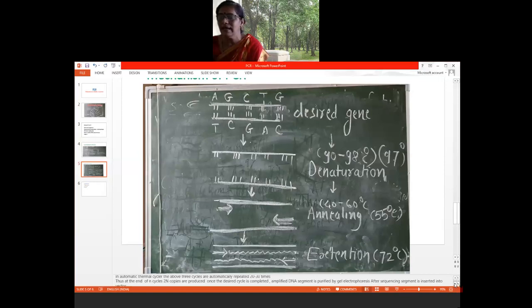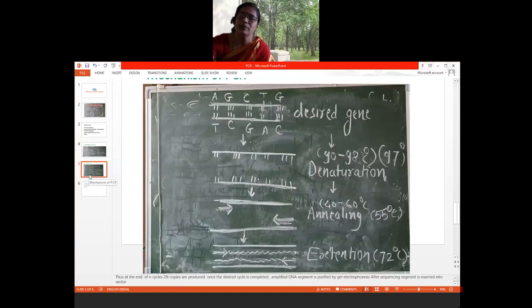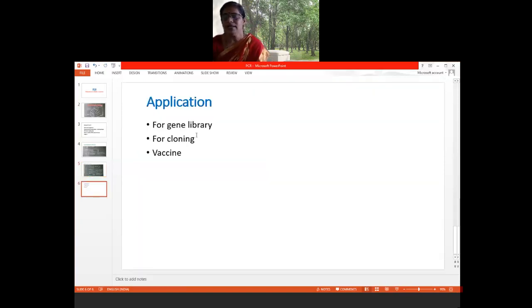Once the desired cycle is completed, the amplified DNA segment is purified by gel electrophoresis. After sequencing, the segment is inserted into a vector and kept in a library. So like this, billions of copies are produced with the help of those three steps. Then what are the applications of the PCR technique?